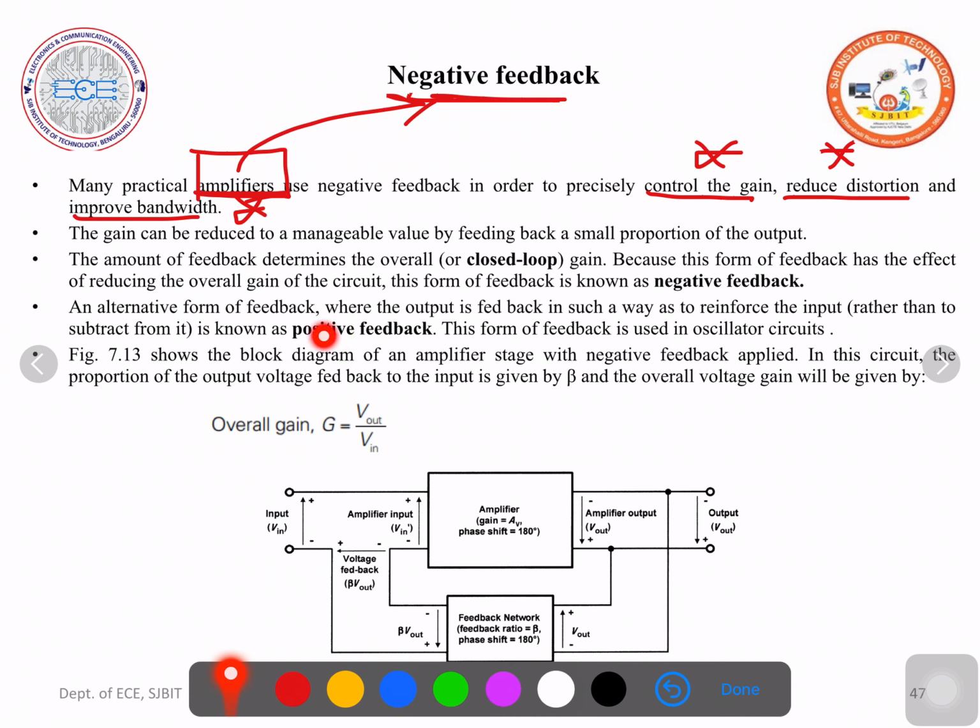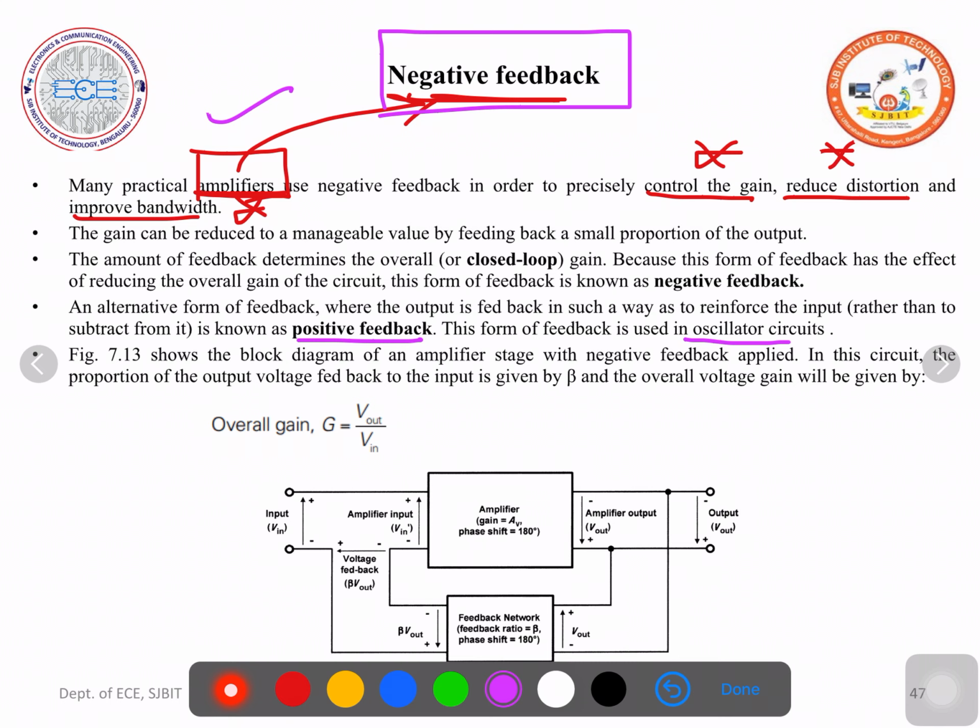Then coming to the positive feedback, here the output is fed back in such a way as to reinforce the input. That means the feedback signal aids the input. They add to each other rather than subtract. So we call it positive feedback, where the gain increases. This form of feedback is used in oscillator circuits. Whenever you hear oscillator, remember positive feedback. But whenever you hear amplifier, remember negative feedback.